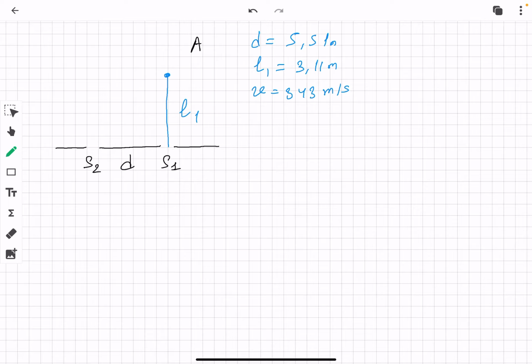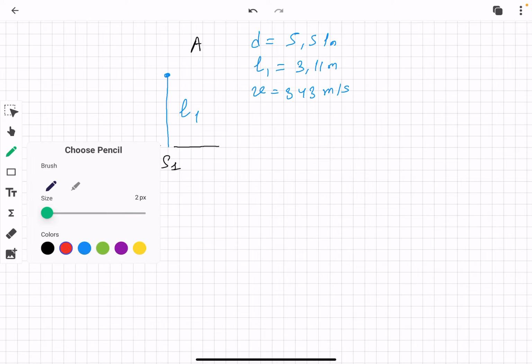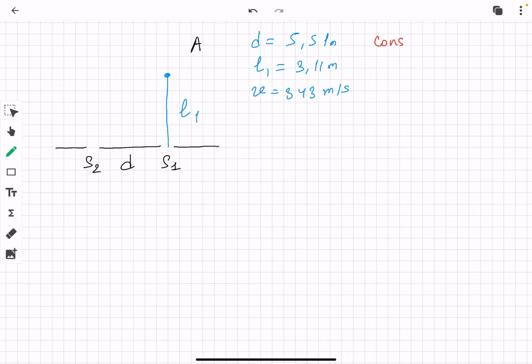Before starting, first let's write down a few equations. The first equation is for constructive interference. For constructive interference, the path difference, delta L, is equal to m lambda. For destructive interference, the path difference is equal to (m plus 1/2) lambda.